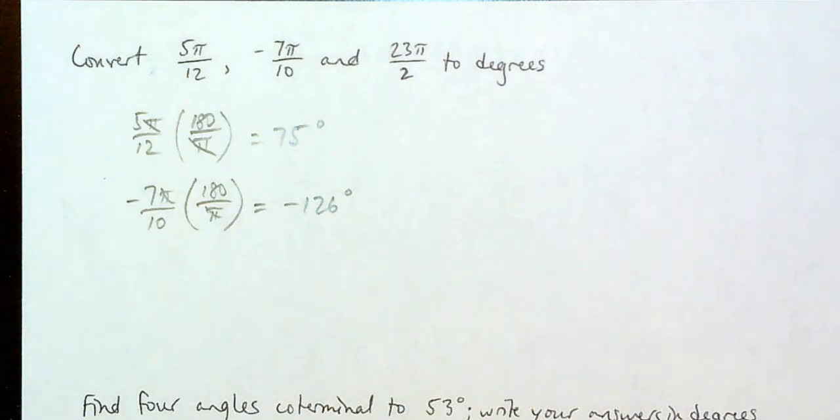Pause the video now, and then on your own, try to convert 23 pi over 2 into degrees. So once you think you have the answer, press play, and we'll see if you are correct.